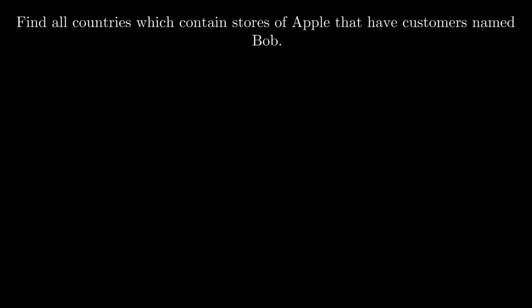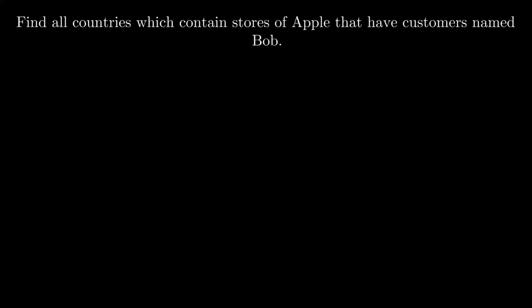So let's create a new schema as an example. This time we have a schema including companies and their stores and customers respectively. Now assume that we want to find all the countries in which there are stores of the company Apple that have customers named Bob. So we have companies, customers, and stores in our graph, where customers buy at stores. Stores are part of companies and are located in countries.